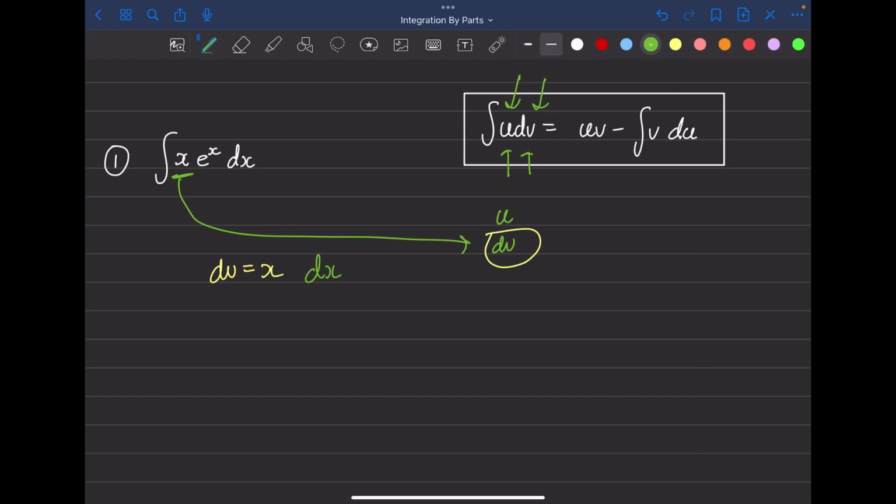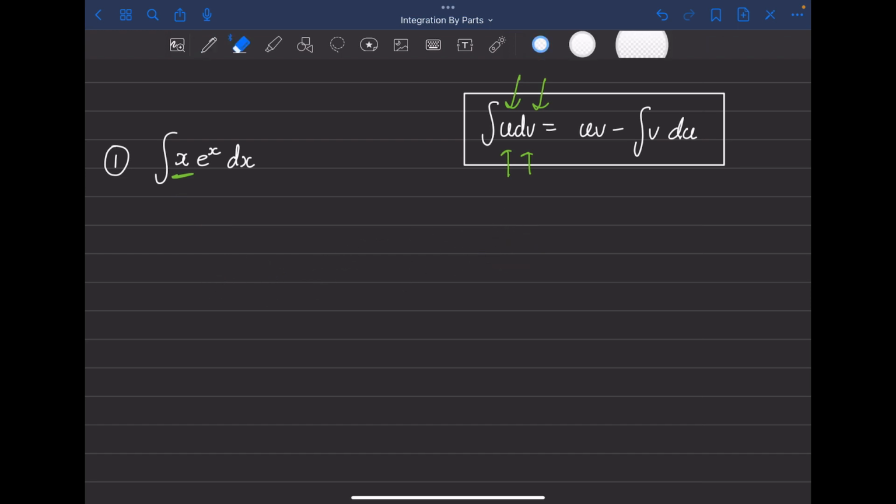But I'm actually not going to do this. I'm not going to declare dv as my x. I'm going to do the opposite. I'm going to declare dv as my e to the power of x with dx. I'm going to write it down here, and then I'm going to explain why. So first, I'm going to write down that dv, like I said, is equal to e^x times dx. And then obviously, if you already chose that for dv, then your other choice for u must be x.